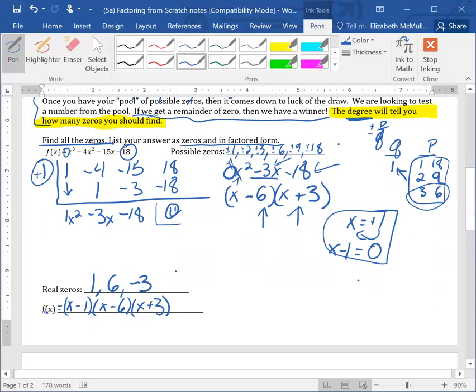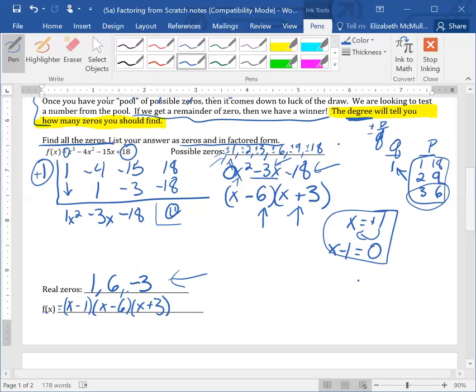Now, double check these. Your real zeros should be in your list of possible zeros. In this case, they all are, right? 1, 6, negative 3, we're good. If you get real zeros that are not in your list of possibles, you have done something wrong somewhere. Either your division was incorrect or you didn't list all of your possible zeros at the beginning.